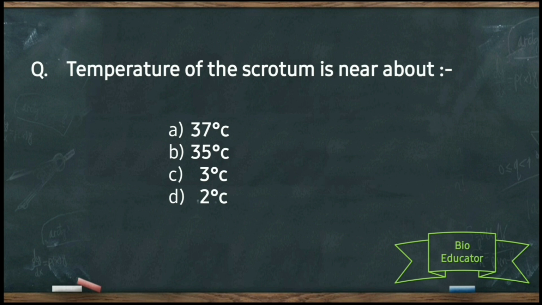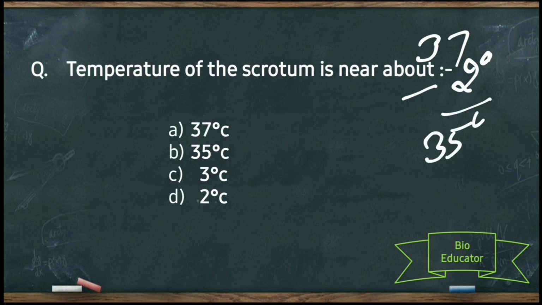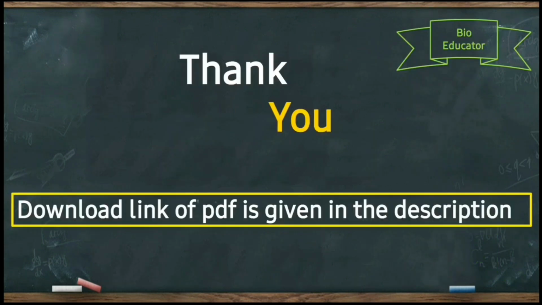We know that the scrotum temperature is 2 degrees lower than the body temperature. Now the body temperature is 37 degrees Celsius. So the scrotal sac temperature is 37 degrees minus 2 degrees Celsius. It becomes 35 degrees Celsius. So B is the right answer.